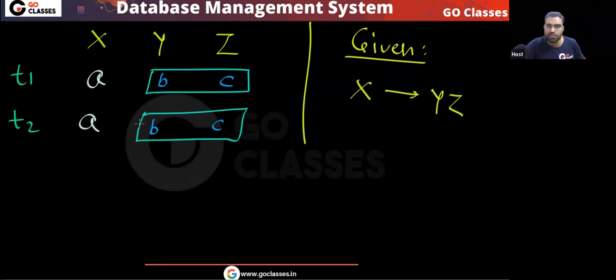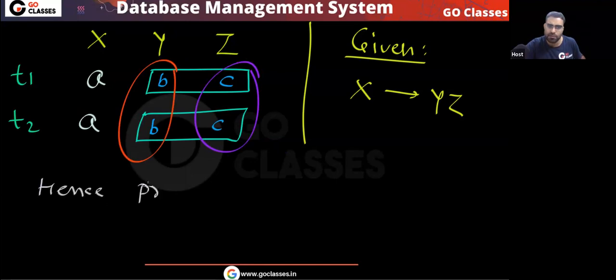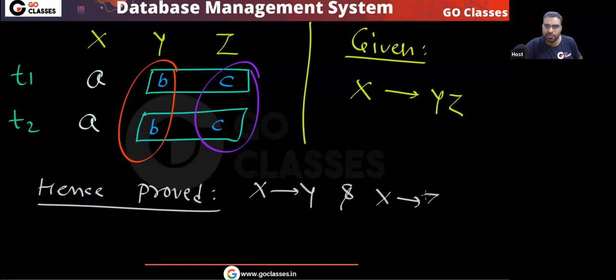Now, can you notice? Hence proved. Look at this. Yes or no? Is this clear? So this is your proof. So very simple. Hence proved. We have proved that X determines Y and X determines Z. Isn't it simple? Please tell me.